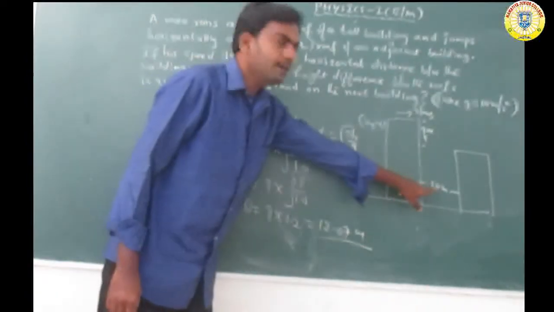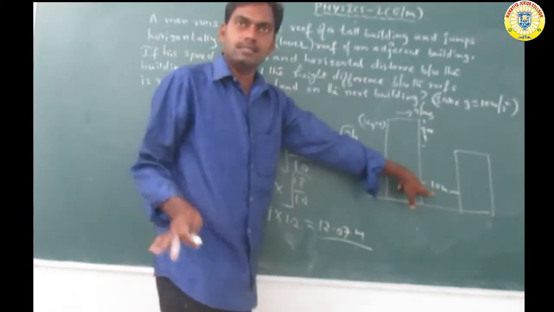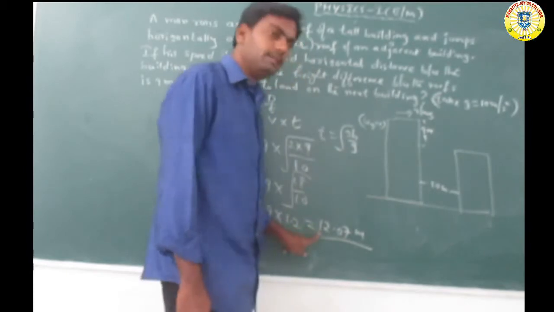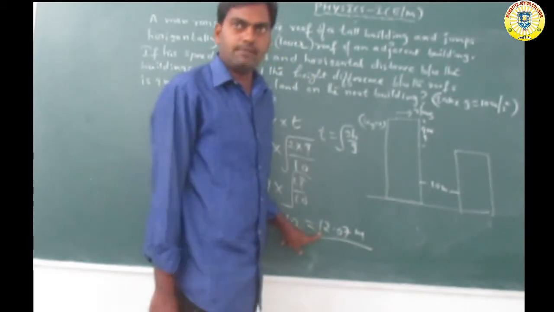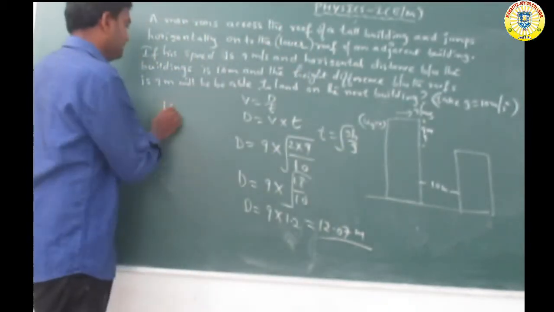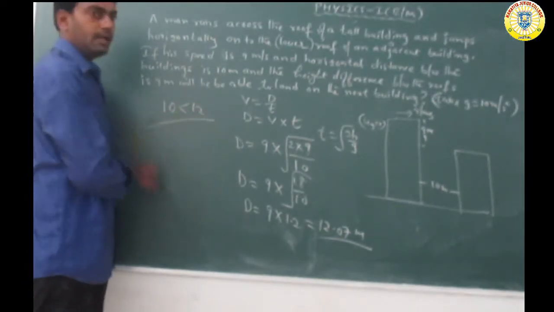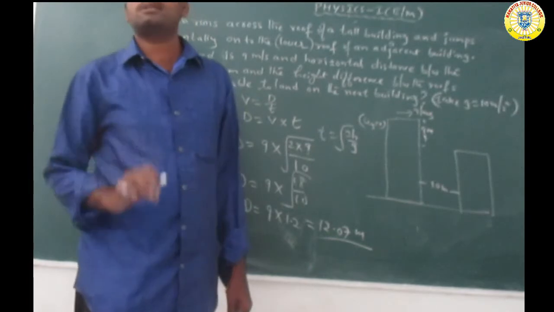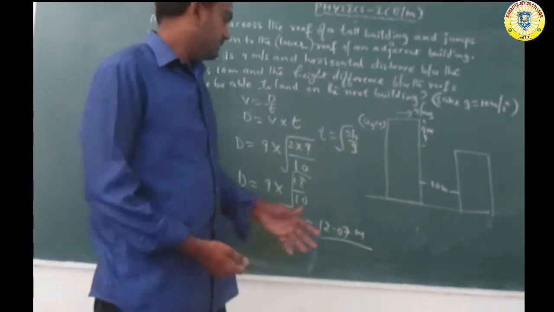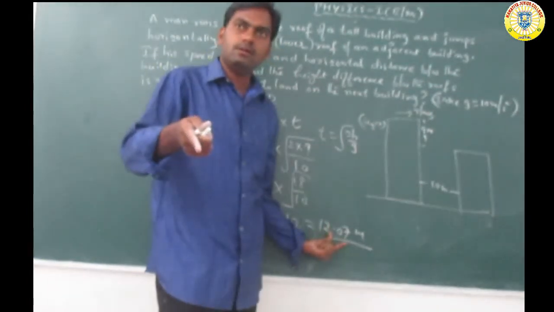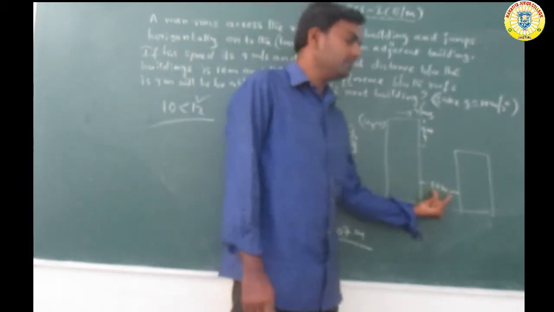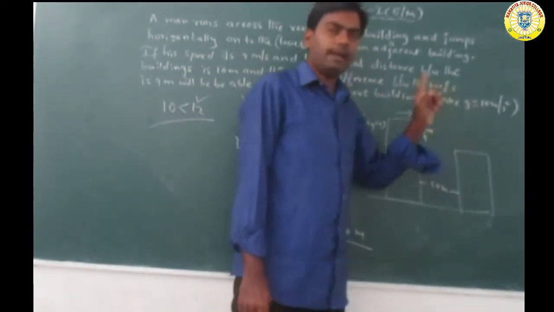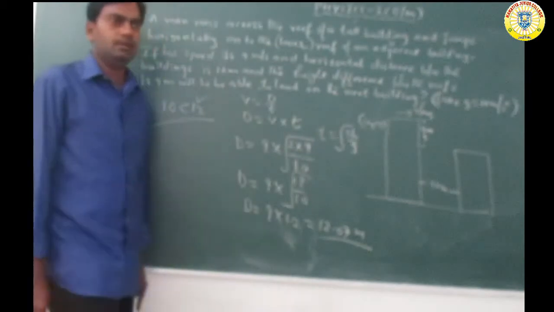Here the given horizontal distance is only 10 meters, but the distance covered is 12.07. So 10 is less than 12, and the person is able to land safely on the next building. He jumps 12 meters, but our building gap is only 10, so he lands safely. That is the topic. Okay, right.